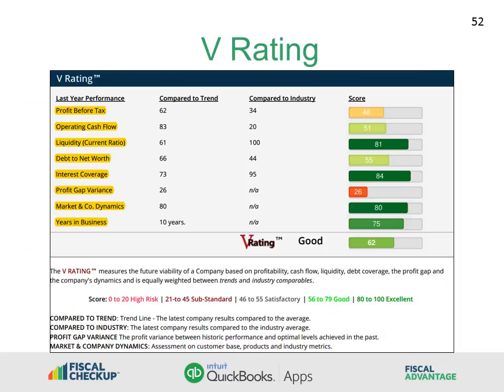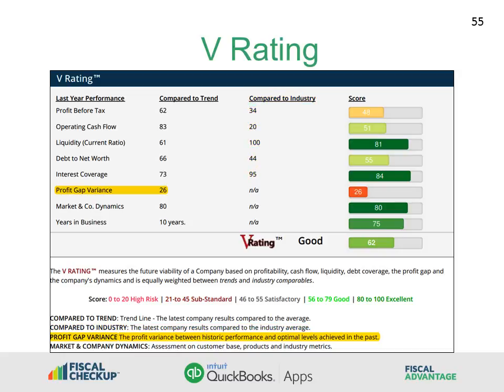The V rating analyzes 8 different factors that have been shown to influence the future viability of a company. For each factor, the company is rated as to how the most recent fiscal year compares to their own trend over the past several years, listed in the column entitled Compared to Trend. The second column, Compared to Industry, compares the most recent fiscal year to others in their industry. The final score to the right of each factor is the average of the two values.